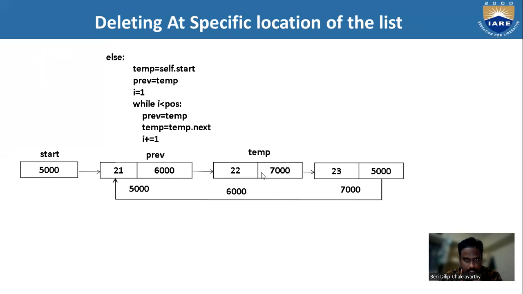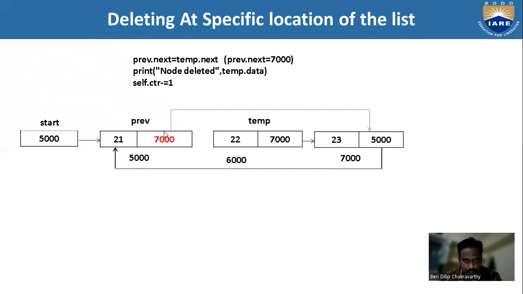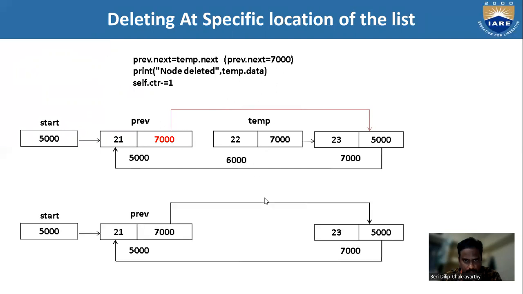If I need to delete this, what happens? Here I have stored the address of this node. So in place of 6,000, I should get 7,000 here. I'll be just deleting this. In place of 6,000, I should get 7,000. Just I got 7,000. I'll be removing this. This is about deletion at a specific location in the list.